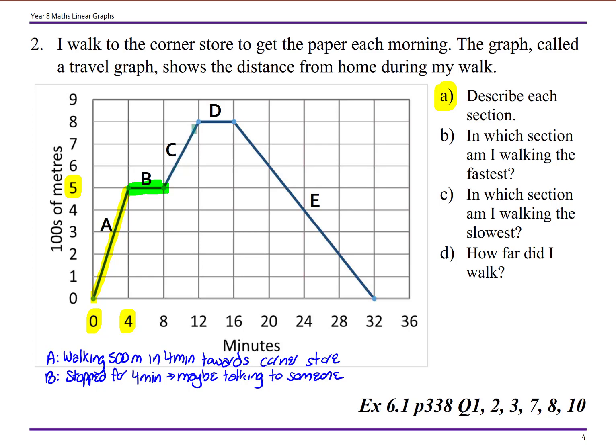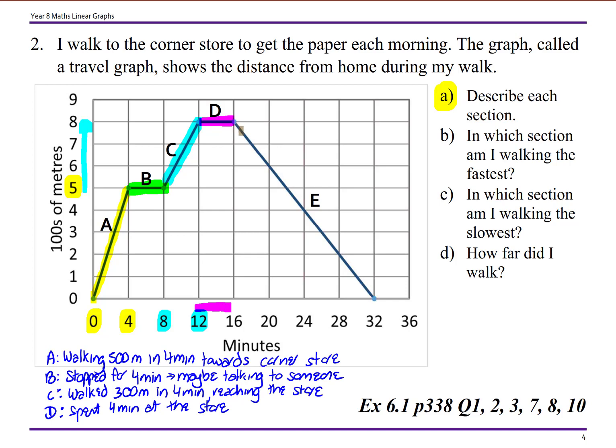Now we're at the section C, and it's taken me from 8 to 12 minutes. So another 4 minutes, and I've walked from 5 up to 8. So I've walked 300 meters, and then I'm getting to another stopping point, and it's the furthest distance I've walked, so I must have reached the store. Now I'm at section D, and it's a flat section. It's from 12 to 16 minutes. I haven't moved anywhere, so I'm stopping, and it's for 4 minutes. I must have spent 4 minutes at the store.